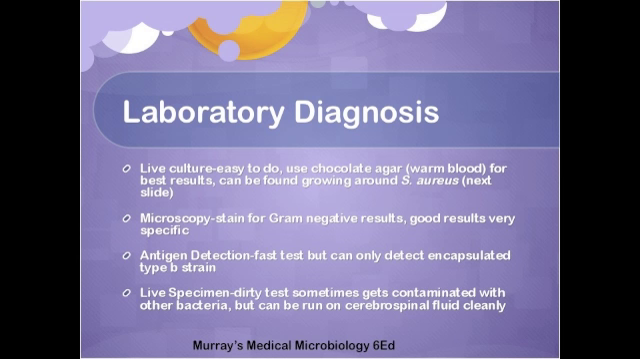Laboratory diagnosis of H. influenzae bacteria can be done in a few different ways. Live culture is easy to do. It is done using chocolate agar, which is warm blood, in order to grow the best kind of results. H. influenzae can be seen growing around S. aureus because S. aureus produces waste products that are key factors required for H. influenzae to grow.